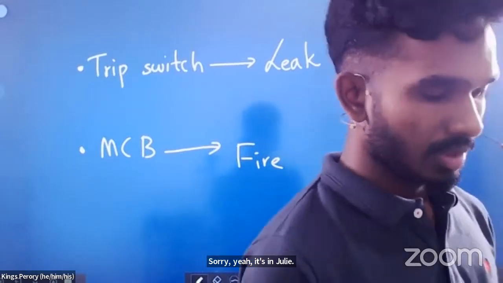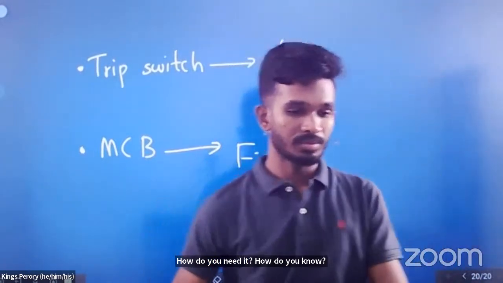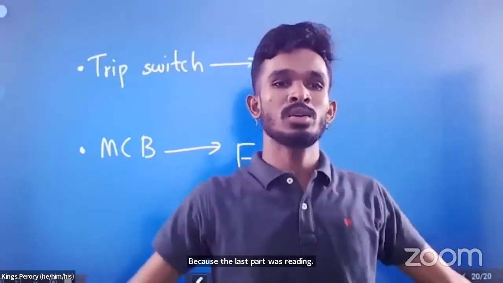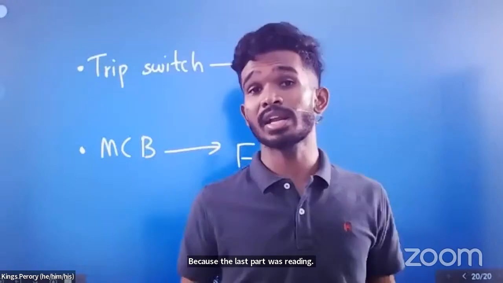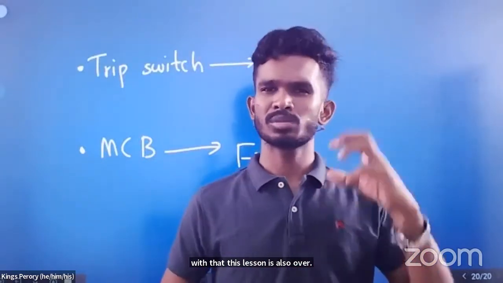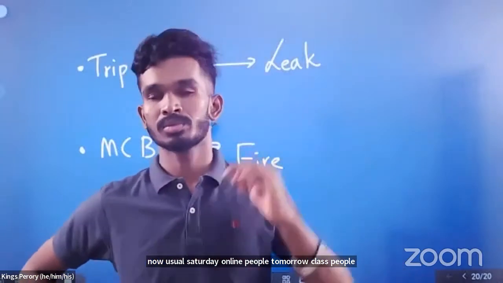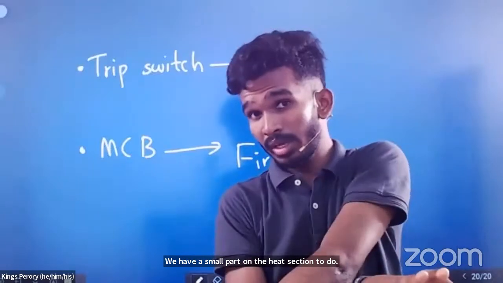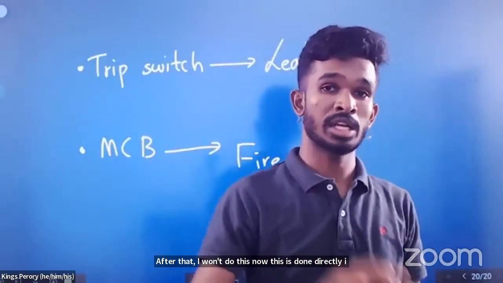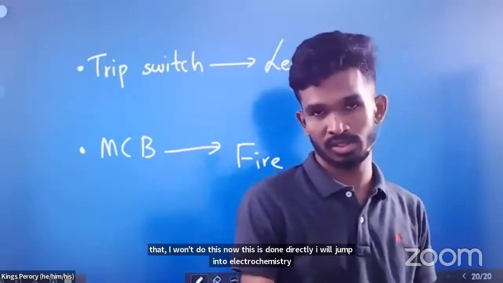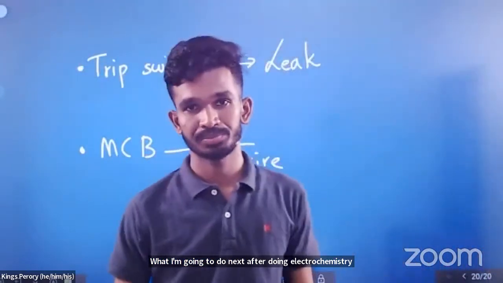That took a little bit of a long time because the last part was reading. With that, this lesson is also over. For our usual Saturday online people, and tomorrow's class people, we have a small part under the heat section to do. After that, I will jump directly into electrochemistry. That is what I'm going to do next. After electrochemistry, I'll come to electronics. That's the order we are going to follow.